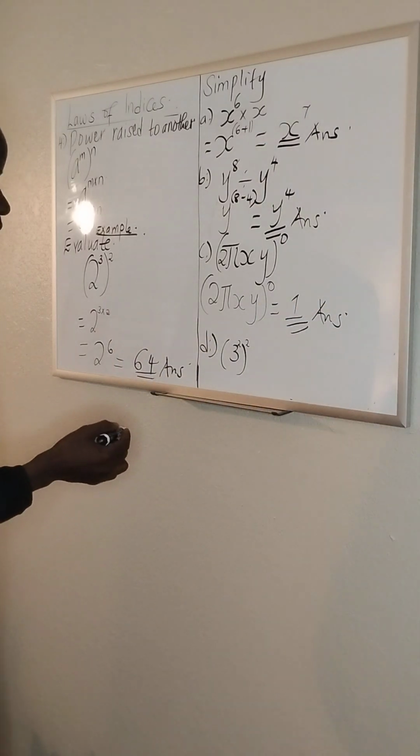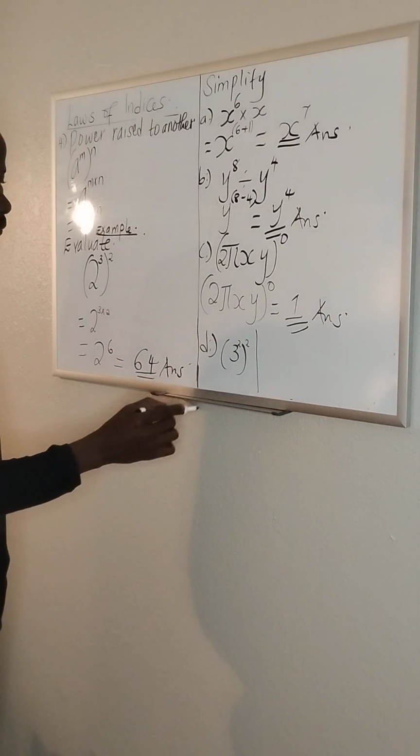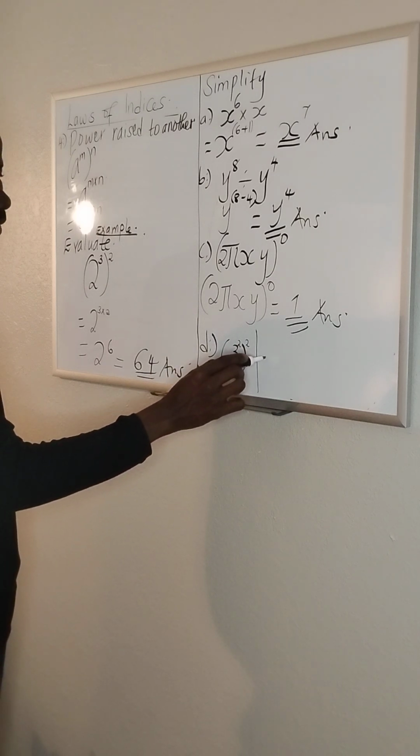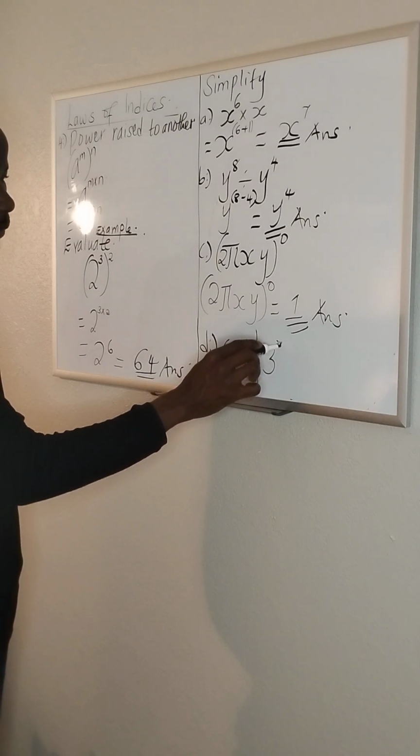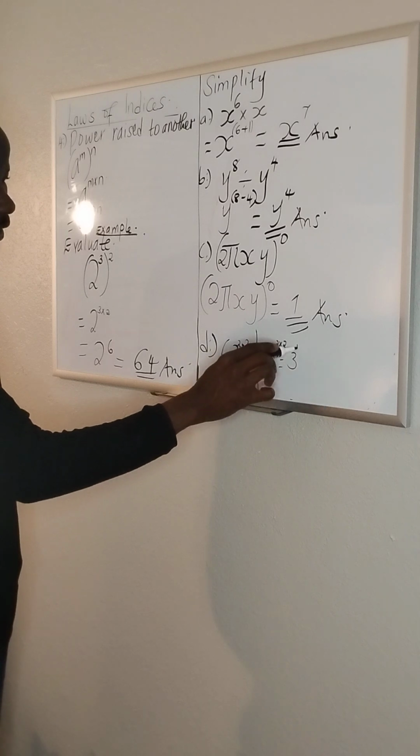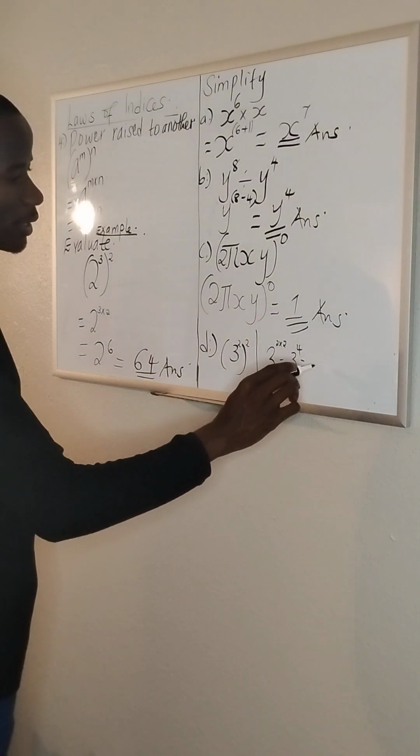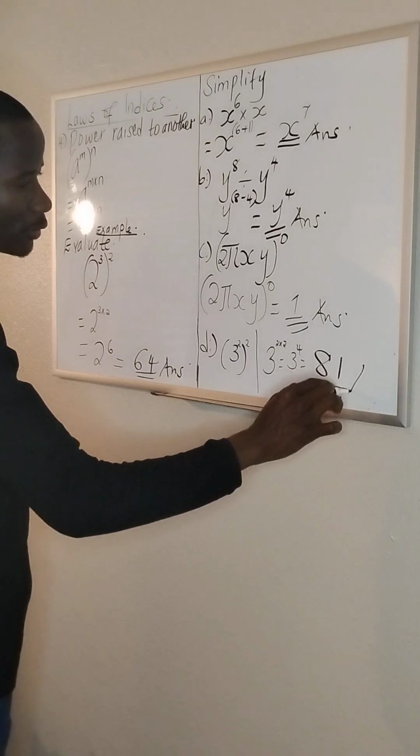And for this one, 3 raised to power 2, everything raised to power 2. So you open up the bracket and say it is 3 raised to power 2 multiplied by 2. So this is the same as 3 raised to power 4. We know that 3 raised to the power of 4 is the same as what? 81. And that is the solution.